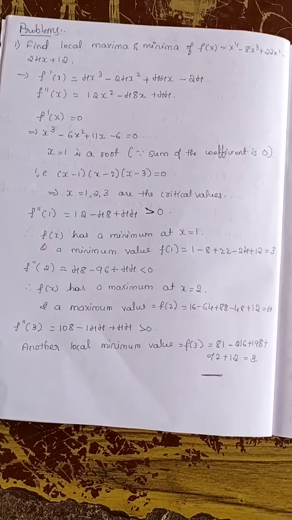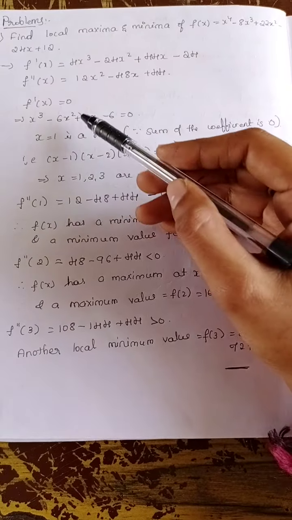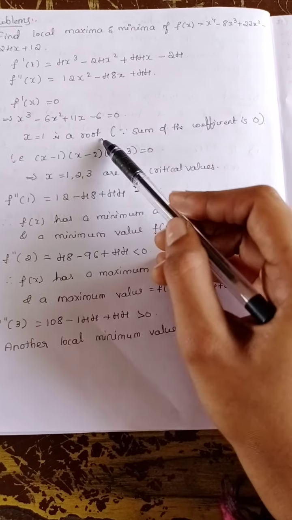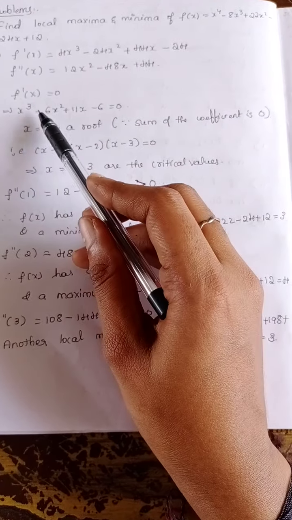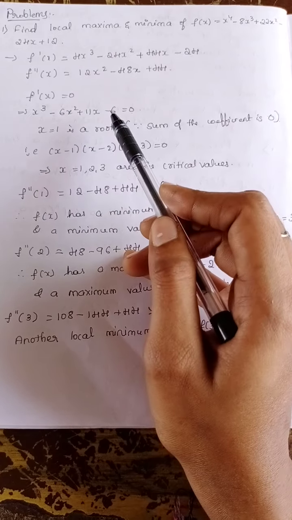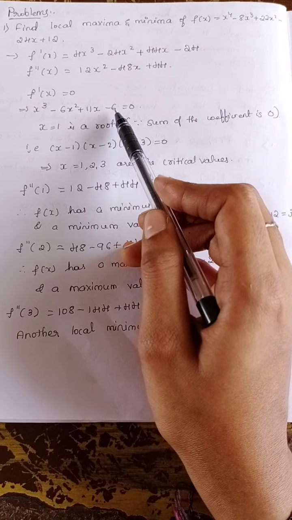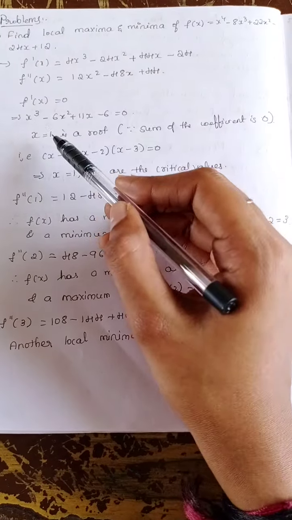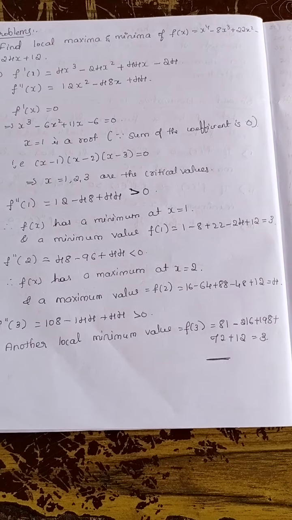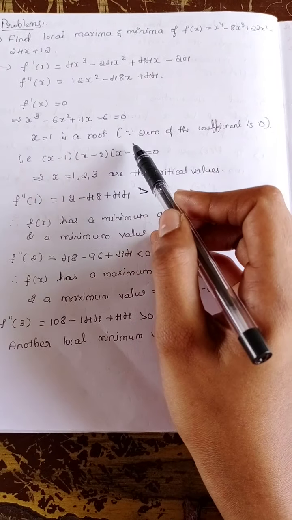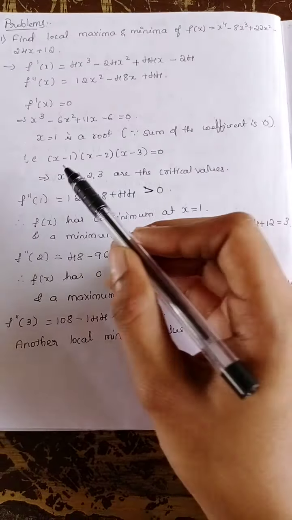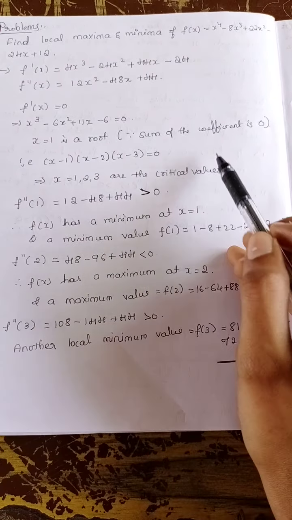x cube minus 6x square plus 11x minus 6 is equal to 0, where x is equal to 1 is a root, because the sum of the coefficients, that is 1 minus 6 plus 11 minus 6, is equal to 0. Therefore x is equal to 1 is a root. By division method we can find the other two roots, that is x minus 1 into x minus 2 into x minus 3 is equal to 0. Therefore x is equal to 1, 2, 3 are the critical values.